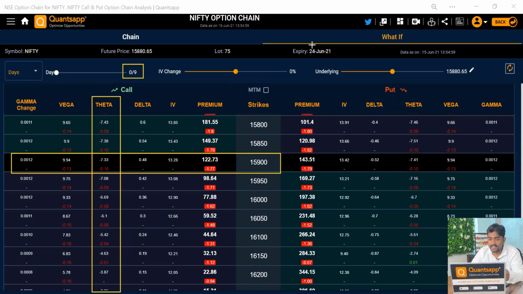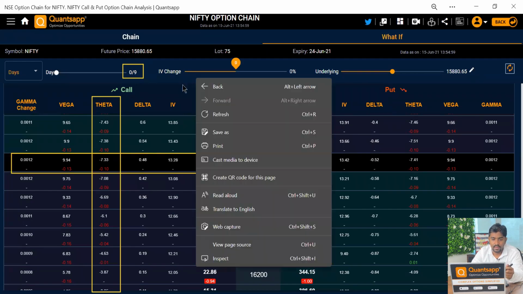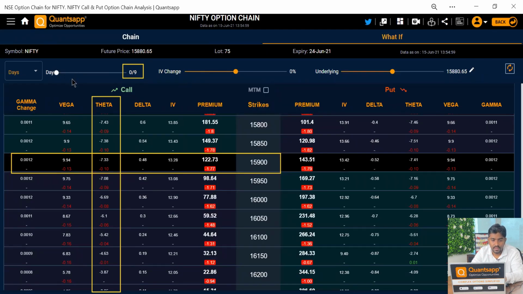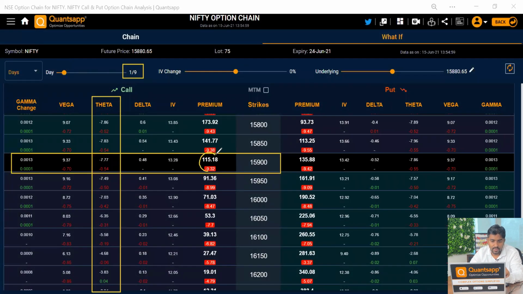I'll increase the days here one by one. Now you can see the effect. If there is no change in the spot price or IV, what will happen? If I increase one day, this 122 will lose its value by approximately 7 rupees. Let me increase by one day. See, this option loses its value by almost 7 to 8 rupees, 9 rupees you can say.